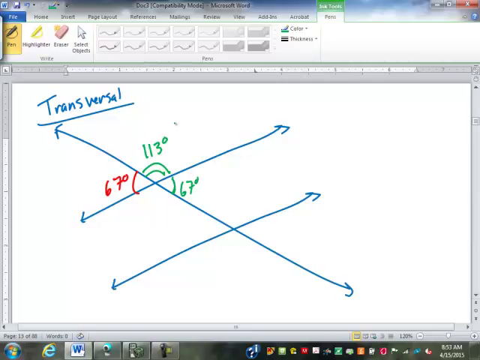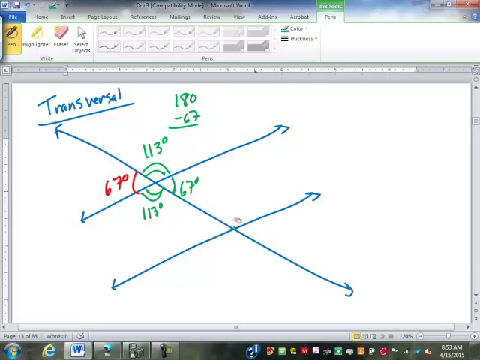113. Where'd that come from? 180 minus the 67. Good. This one down here? Also 113. We've seen this before. When two lines cross, there's really only two different angles formed. There's four angles formed, but they're in pairs. There's only two different measurements.